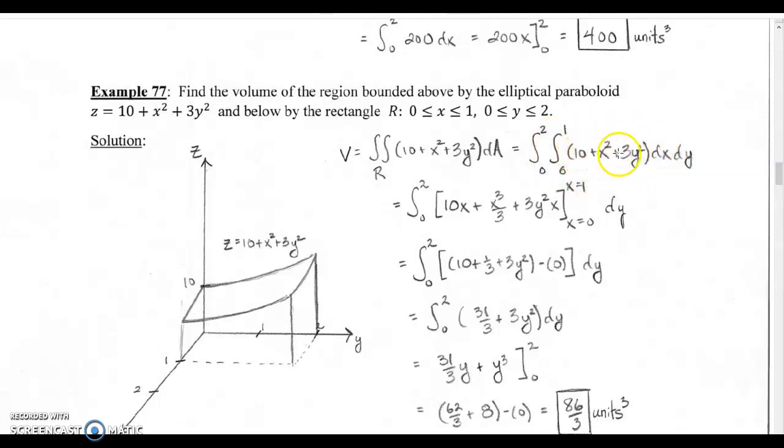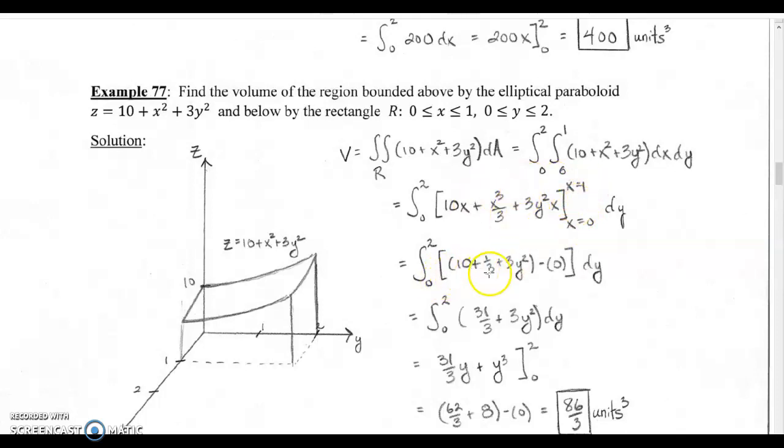I integrate with respect to x, treating y's as constants. So I get 10x plus x cubed over 3. 3y squared is like a constant, so the integral of 3y squared is just 3y squared x. And then I evaluate that using the fundamental theorem of calculus from x equals 0 to x equals 1. So I plug in 1 first.